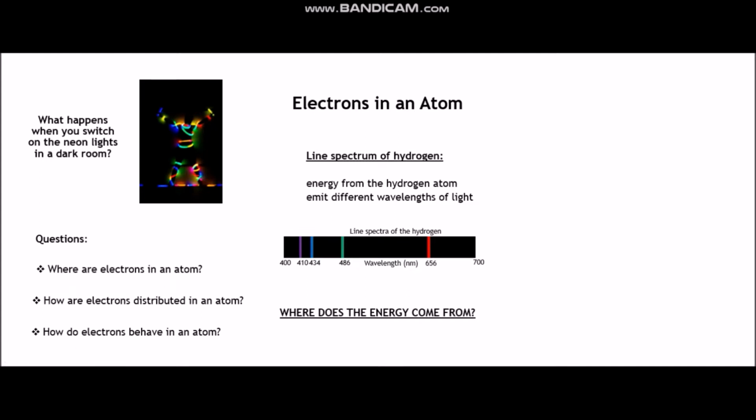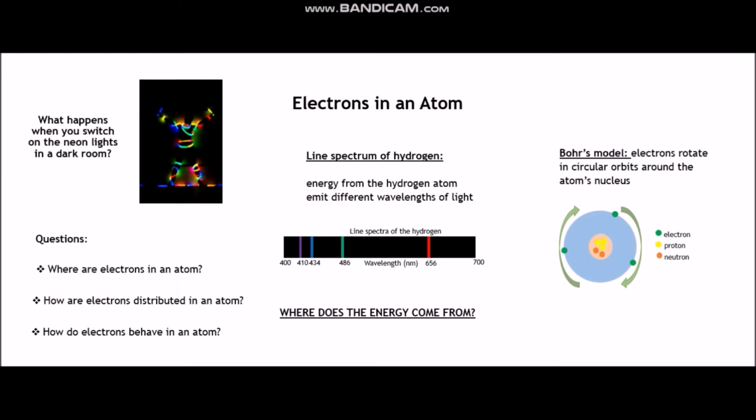According to a physicist, Niels Bohr, he predicted that electrons rotate in circular orbits around the atom's nucleus. And that may help to explain the line spectra of the hydrogen atom. So Bohr postulated three key points. The first point is orbits of certain radii correspond to certain energies for the electron.